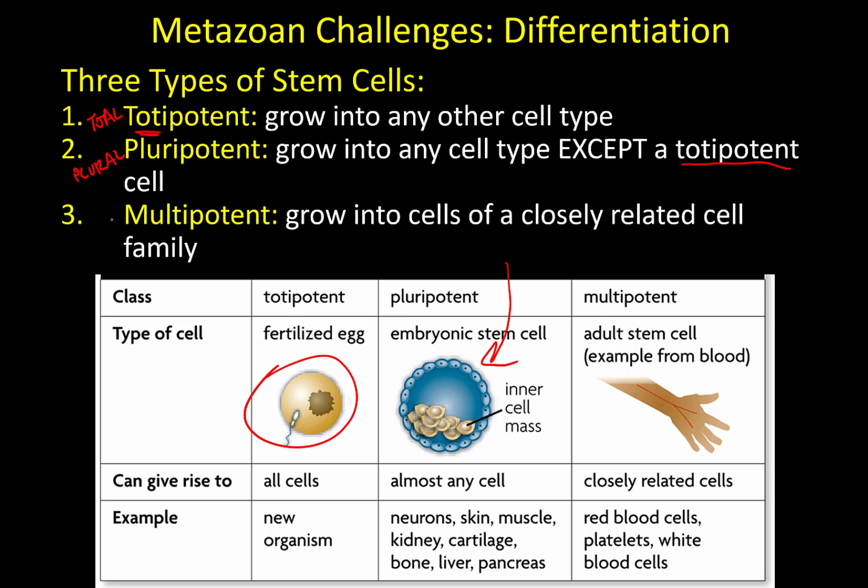Multipotent, you could think of multi as being multiple if that helps you. Okay. Multipotent stem cells are what you get as an adult. Okay. They are our adult stem cells. They can grow into cells of a closely related cell family. So for example, multipotent blood cells can grow into red blood cells. They could grow into white blood cells. They could grow into platelets. That's still a lot of different options, but all of those options still fall into the same family of cell types. They're all blood cells, even though they do different jobs.